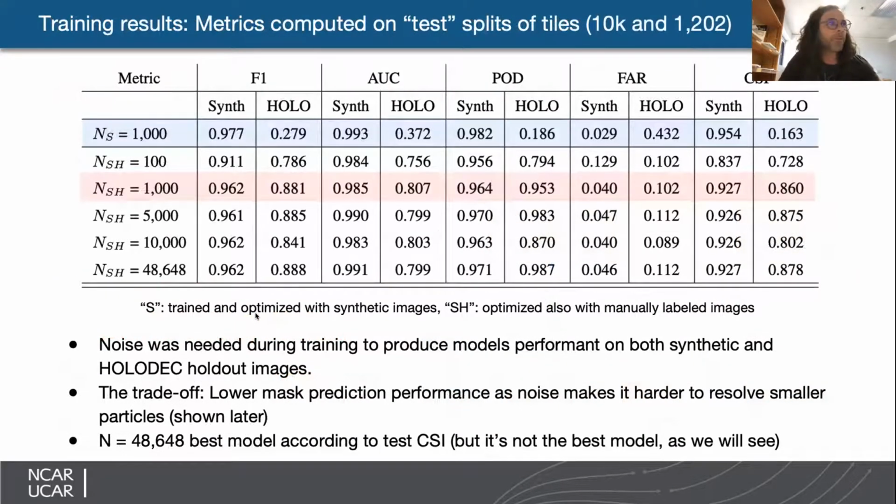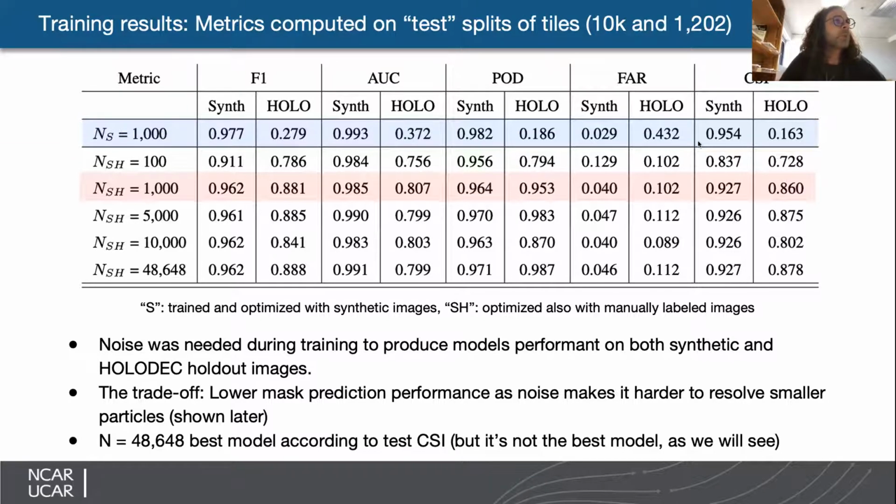Now I have a little bit of a wall of text here. I just want you to focus on the blue row and the red row. This is still training results, so this is how well the model did on those random test sets that I made, remember, when I was sampling the tiles from the holograms. And this is 50-50 balance.